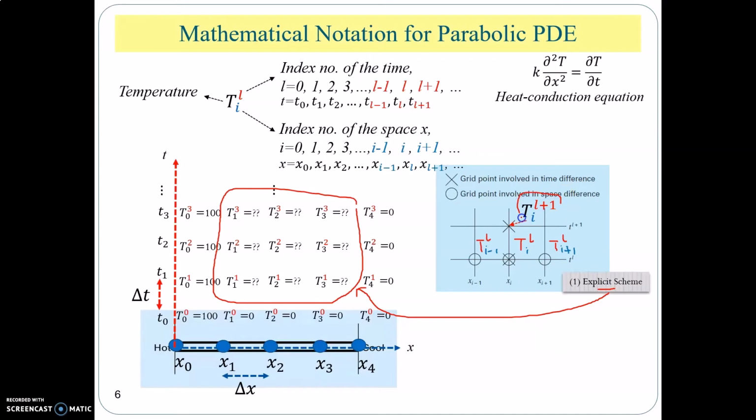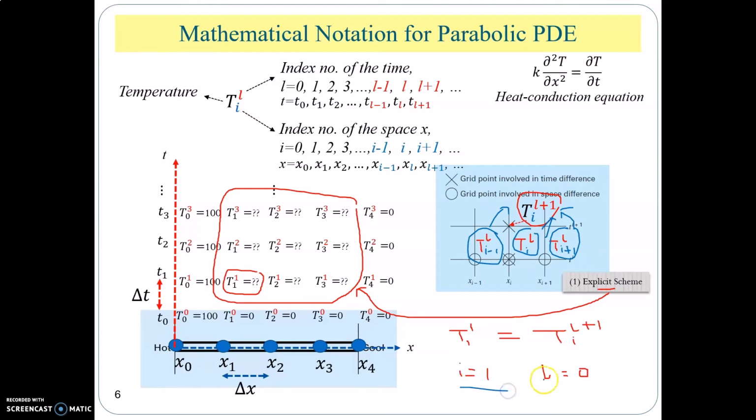To find the temperature at x_i and the time l plus 1, you need these three pieces of information in order to compute the temperature at this point in the explicit scheme. For example, to find the temperature at x1 and time t1, we can let T_1^1 be equal to T_i^(l+1), where i is equal to 1 and l is equal to 0.